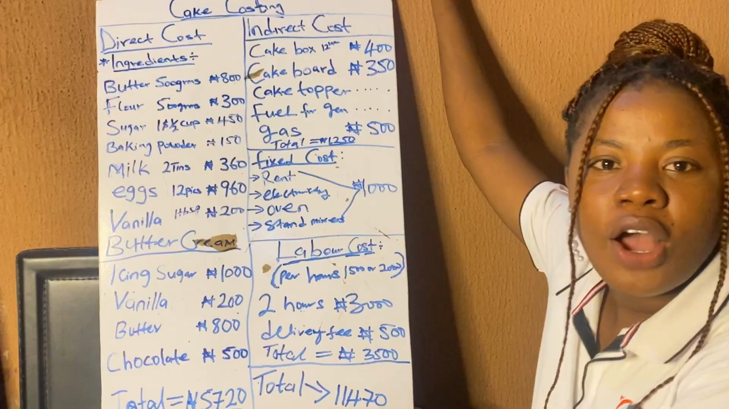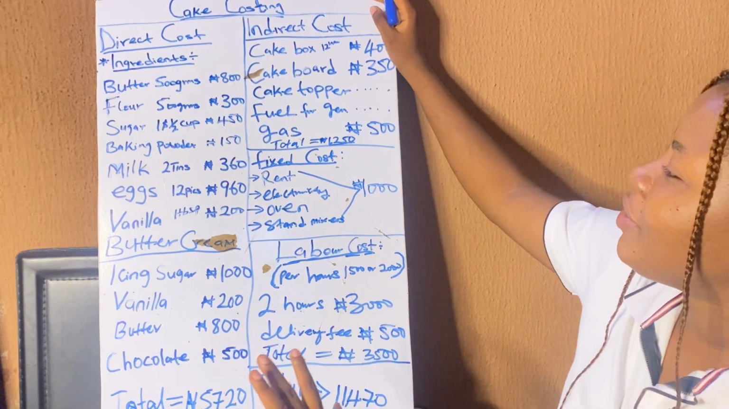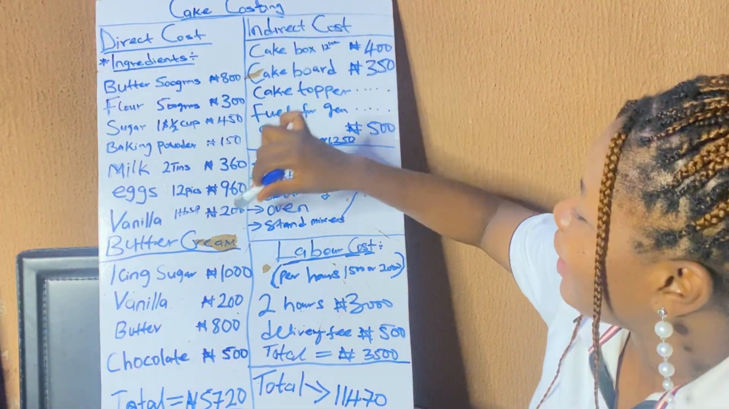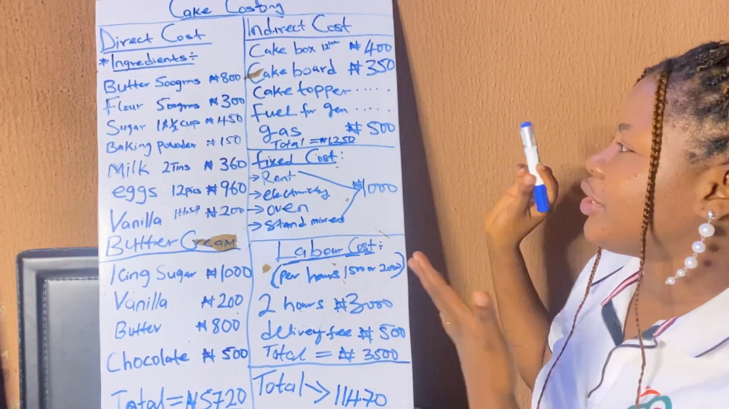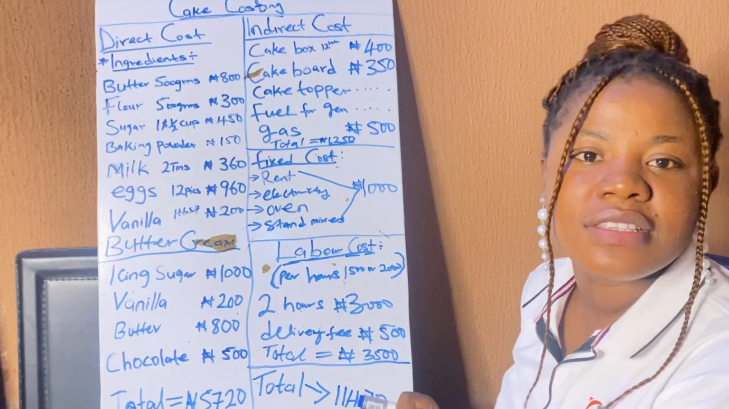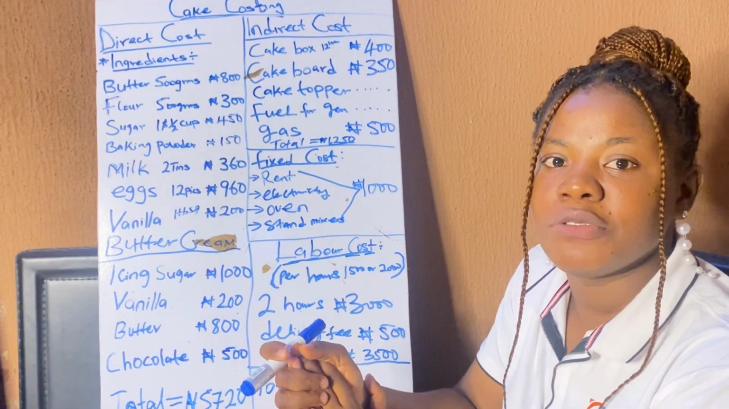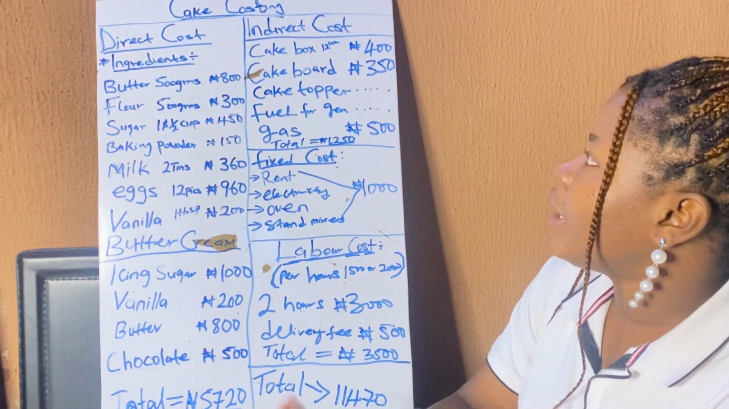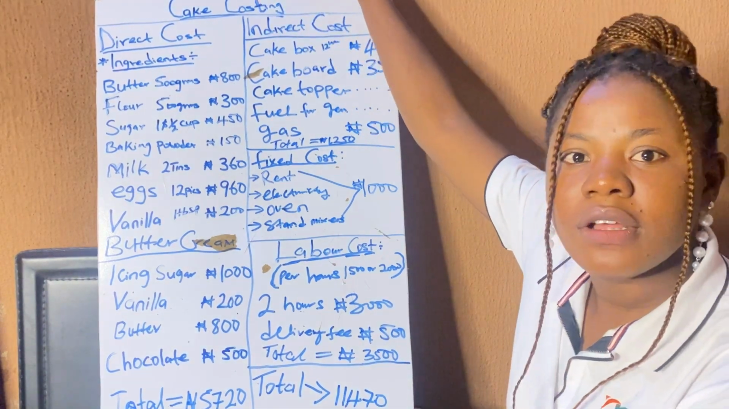Okay, let's dive into today's video. You can see my board from there. You can see I've done justice to this, but please don't mind my board. This is not an original board, but I choose to use it. At least I'm sure it's bright enough for everyone to see what I'm doing right now. You can see our topic for today is cake costing.